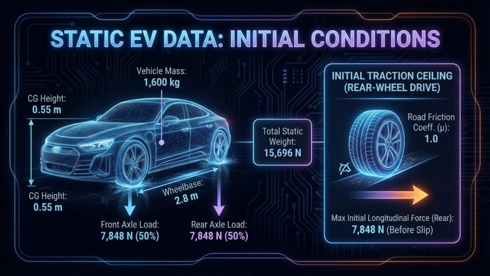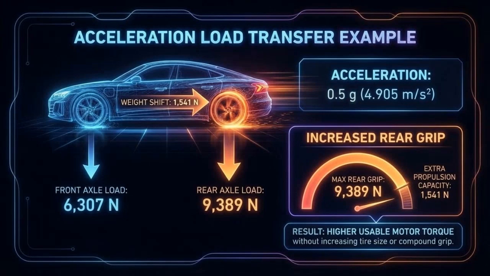Consider a 1,600 kilogram electric vehicle with a 2.8 meter wheelbase and a 0.55 meter center of gravity height. The total static weight is 15,696 newtons, split evenly into 7,848 newtons at the front axle and the rear axle. On a road with friction coefficient mu equals 1, each axle can generate 7,848 newtons of longitudinal force before slipping. For a rear-wheel drive version, this rear axle limit defines the initial traction ceiling at launch.